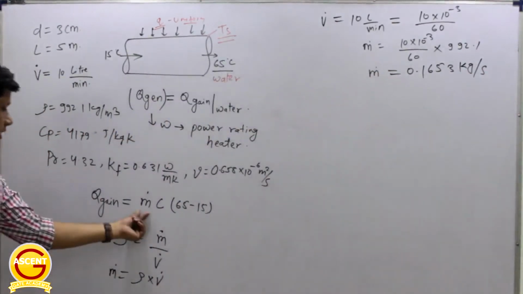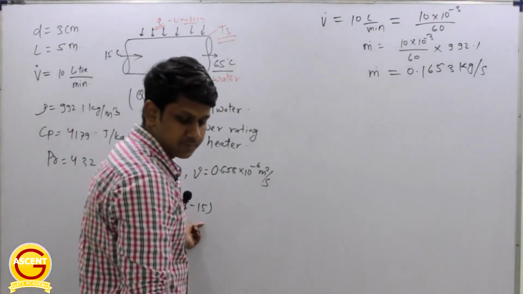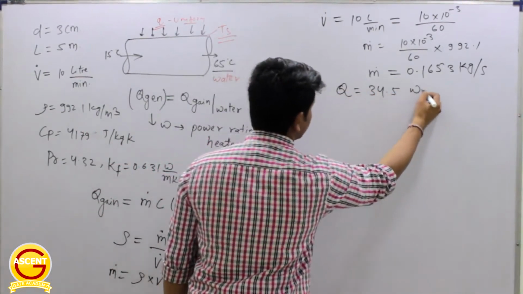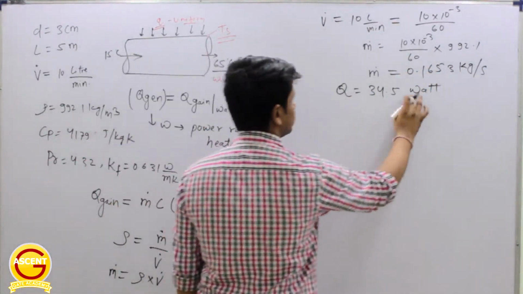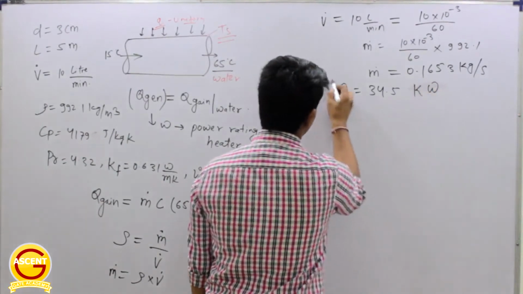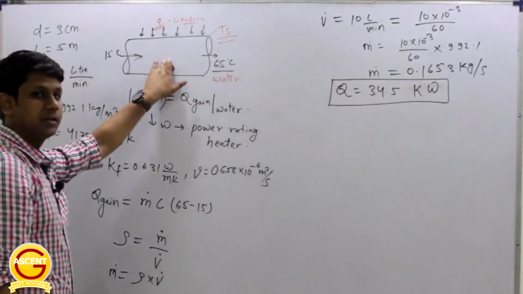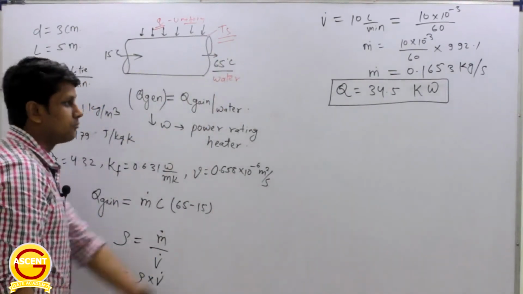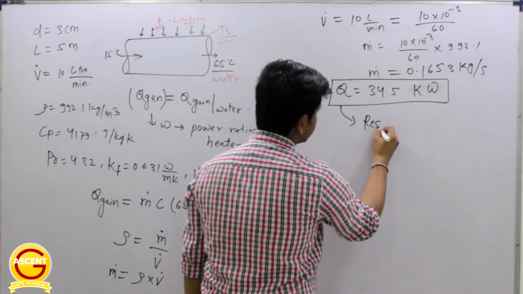Put the value of mass flow rate and specific heat; the temperature difference you already know. You will get the rate of heat transfer as 34.5 watt. I'm sorry, this will be kilowatt. Okay, so 34.5 kilowatt is the heat transfer. So this much heat the water is gaining when its temperature changes from 15 degrees Celsius to 65 degrees Celsius. And from where is this heat coming? This heat is coming from the resistance, the electrical resistance that is used.